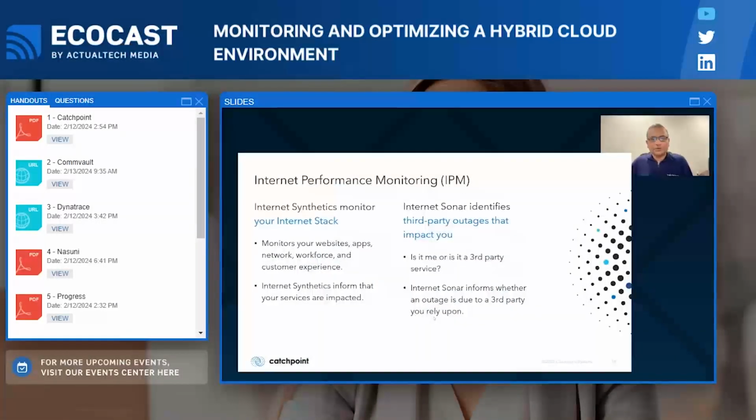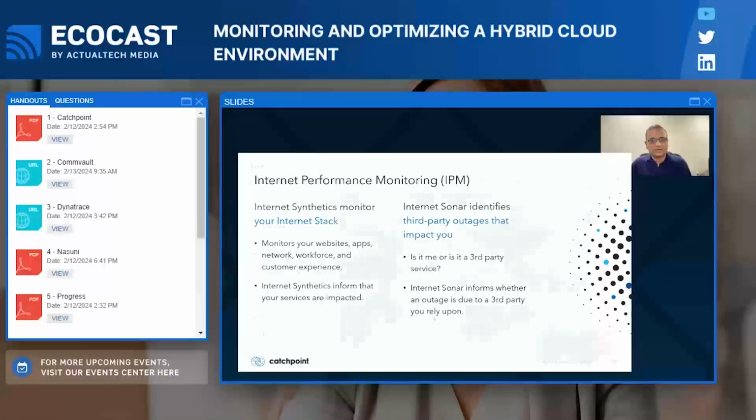I'm going to talk about another new product that we introduced recently. Internet Synthetics has been around, where we allow you to monitor the internet stack by running proactive synthetic tests, whether it is for your workforce experience or customer experience. Whereas we recently introduced a new product called Internet Sonar, and that product is aimed at, remember Mark talked about the third-party services in the internet stack that you rely upon. So Sonar helps you identify when there is an incident: is it me or is it one of the third-party services in that internet stack? So I'll show you a demo also in a moment, but if you could go to the next slide, Mark.